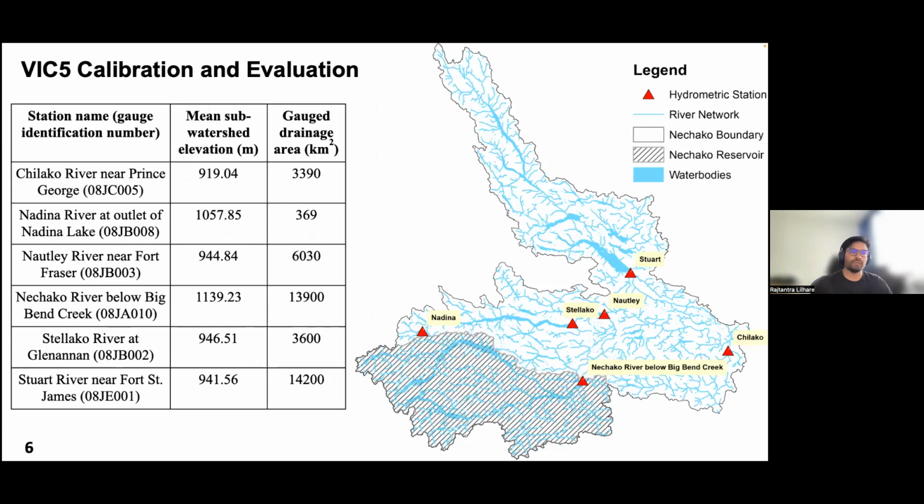For the VIC model, the second step was to calibrate and validate the model. For the calibration, we selected 6 natural or unregulated tributaries in the Nechako River Basin. These are all represented by the triangles here. And at the Nechako Reservoir, we got the naturalized or unregulated flow at the Nechako River below Big Bend Creek, so that we can calibrate this entire area. These are the list of all 6 stations and their locations.